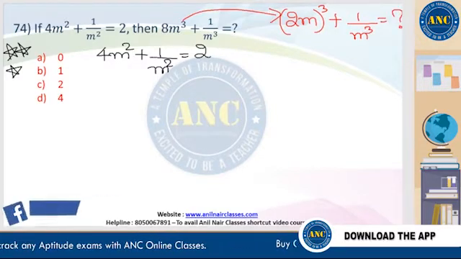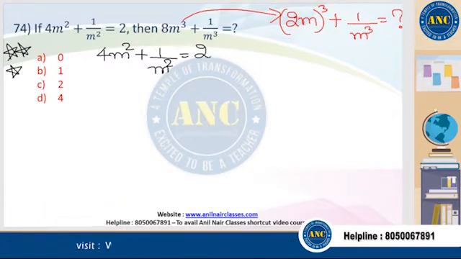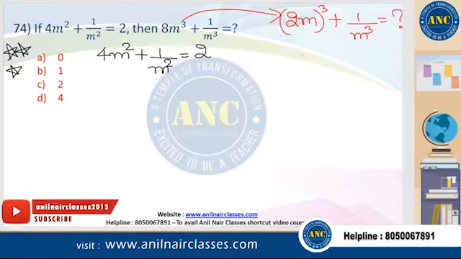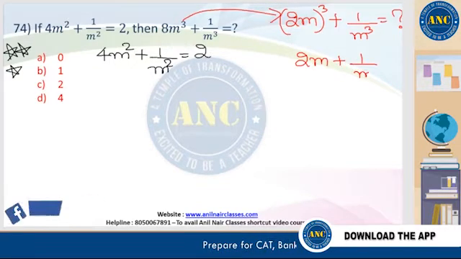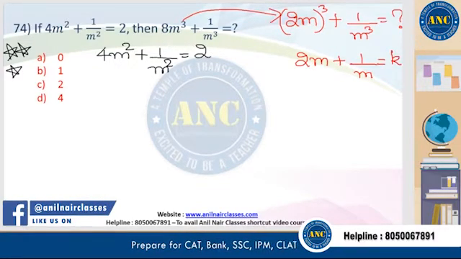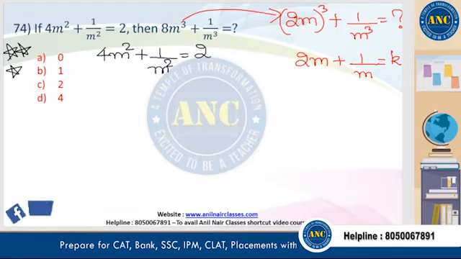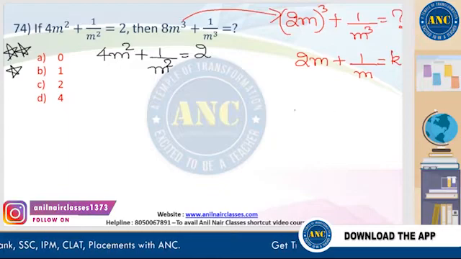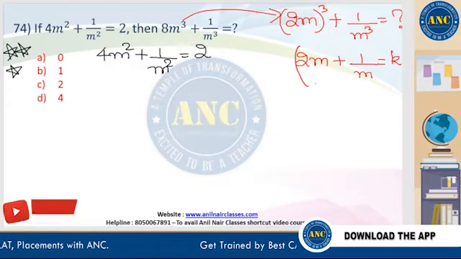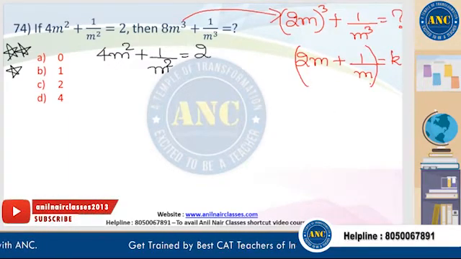That means, can I say that if I want to find the value of 2m whole cube plus 1 by m cube, I need to have the value of 2m plus 1 by m. If I have the value of 2m plus 1 by m, getting out 2m whole cube plus 1 by m cube value is not at all a difficult task. That means I should somehow hunt to get this particular value.